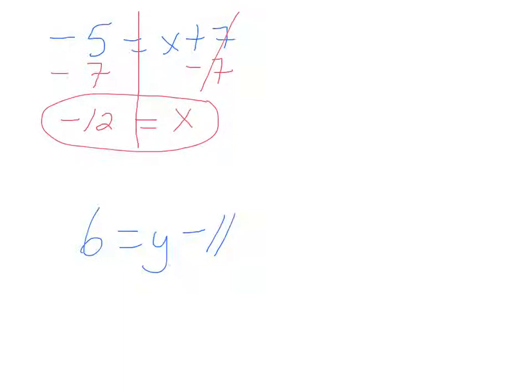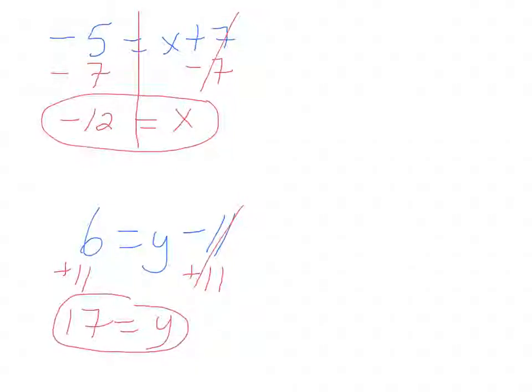The bottom equation, 6 equals y minus 11. Our goal is to get the 11 out of that side of the equation. Since the 11 is being subtracted, we're going to do it with addition. -11 plus 11 cancels, leaving just y on that side, and 6 plus 11 will give us 17. I'll do two more just in case you want a little more practice or a little more things to watch.